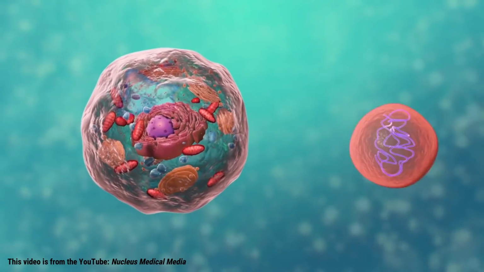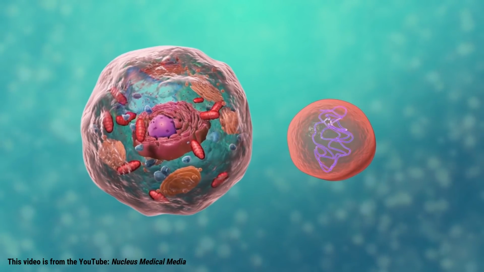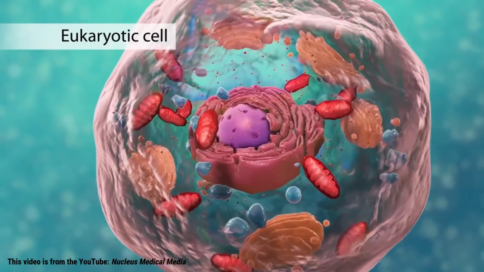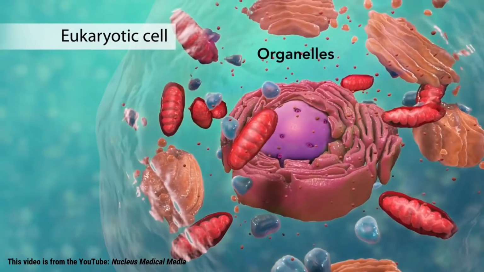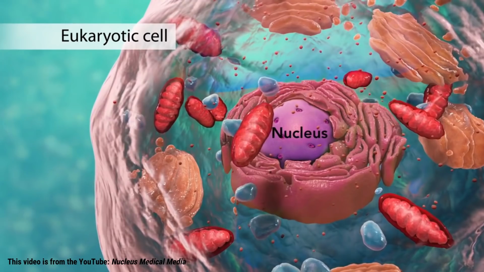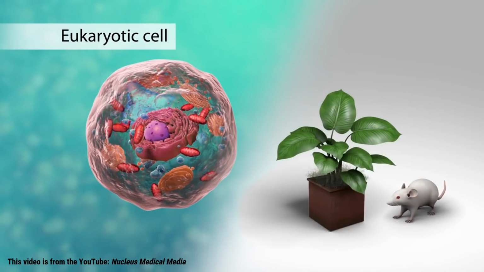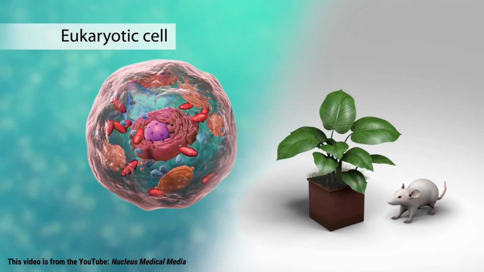There are 2 broad categories of cells. The first category is eukaryotic cells. They have organelles, which include the nucleus and other special parts. Eukaryotic cells are more advanced, complex cells, such as those found in plants and animals.